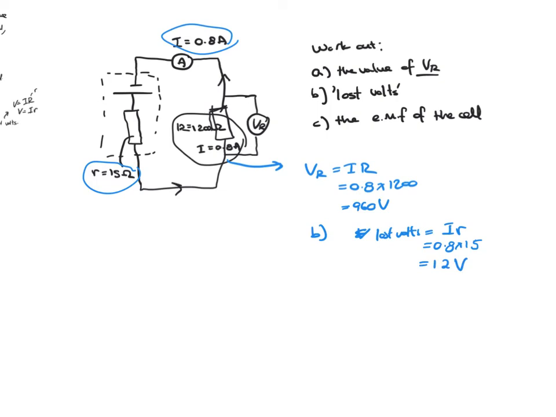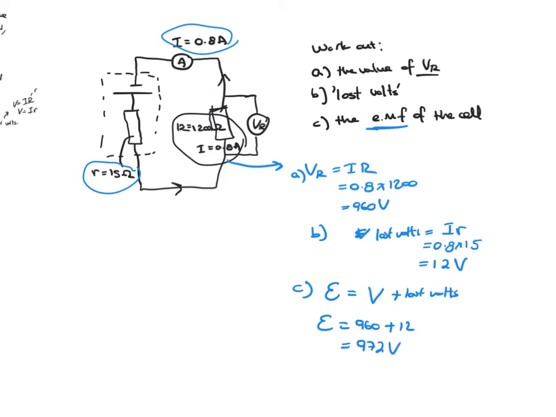And it tells me to calculate in C the EMF of the cell. So we already said that the EMF of the cell is the terminal potential difference plus lost volts. So EMF is the terminal potential, which is 960, plus the lost volts, which is 12. So the cell has 972 volts of EMF.